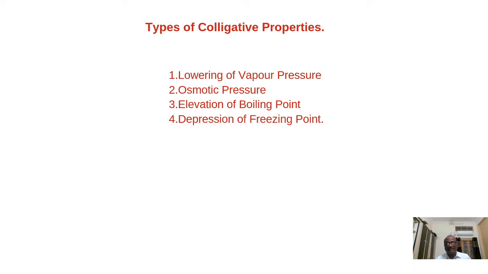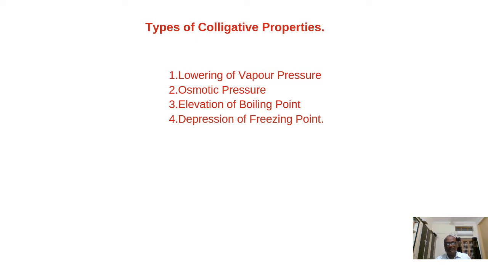What is the third one? Elevation of boiling point. Means when a non-volatile solute is dissolved in a liquid solvent, what happens? Its boiling point will increase. That is the meaning of elevation, increase in boiling point. What is the fourth one? Depression of freezing point. When we dissolve a non-volatile solute in a solvent, what happens? The freezing point will decrease. It will lower. It is called depression of freezing point.